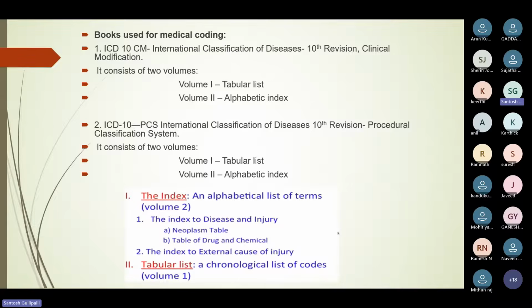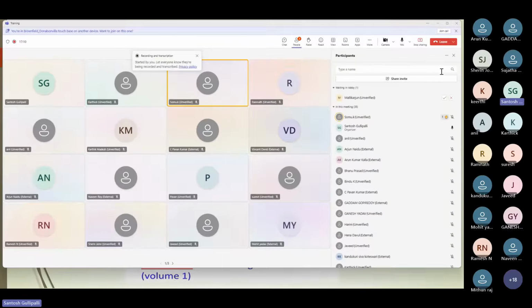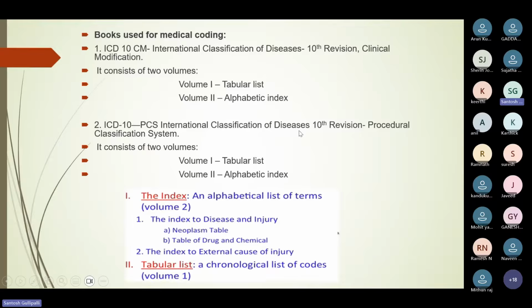The second book is ICD-10-PCS. What is the full form of ICD-10-PCS? ICD means International Classification of Diseases, which is common. 10 means 10th revision. PCS means Procedural Classification System.